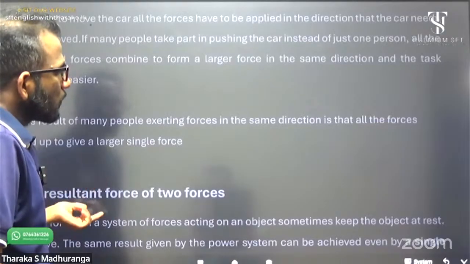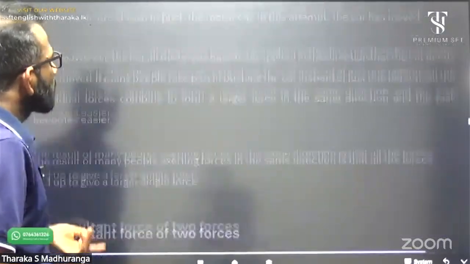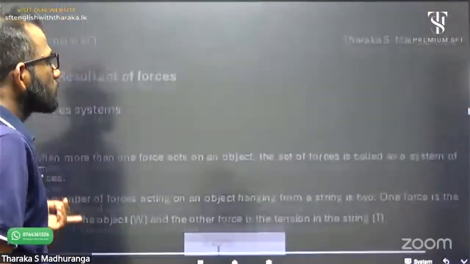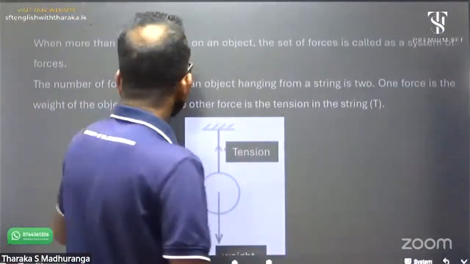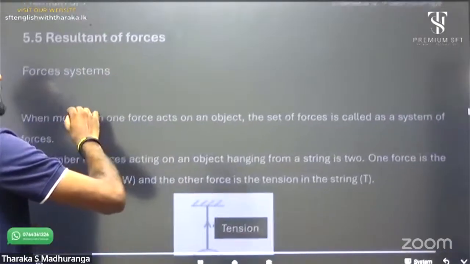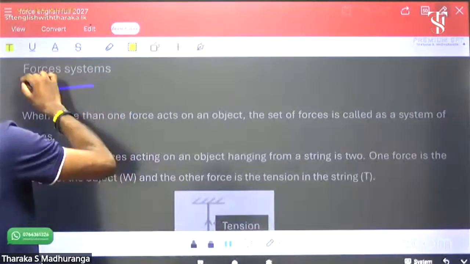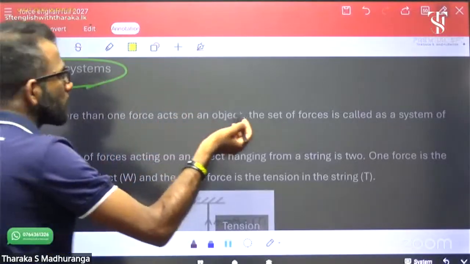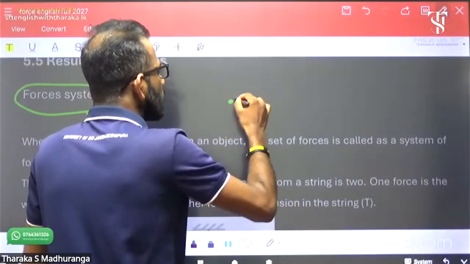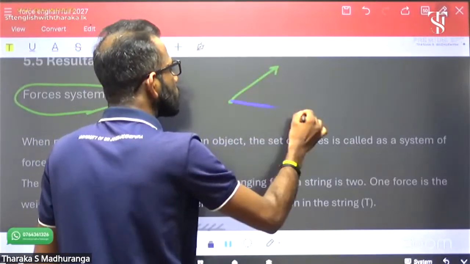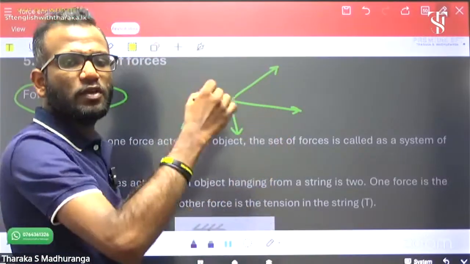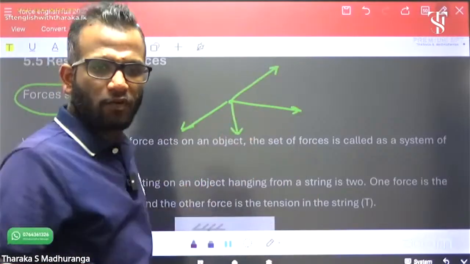Okay, now what is the meaning of this resultant force? Before that, what's the meaning of a force system? System of force. A system is more than one force acting on any object or point. Think it is a point. On this point, more than one force acts on the same point. Now that we consider as a force system.